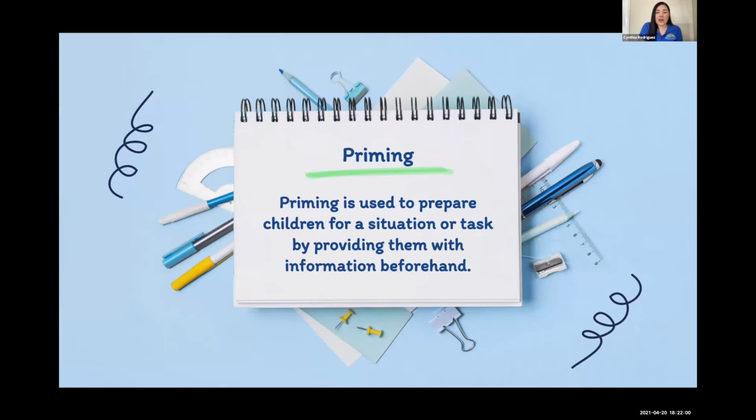Now we're going to talk a little bit about priming, and priming is used to prepare children for a situation or task by providing them with information beforehand. So, this is just preparing the child for any type of transition that might happen. It could be a transition from activity, a transition from person, or even a transition from a location.